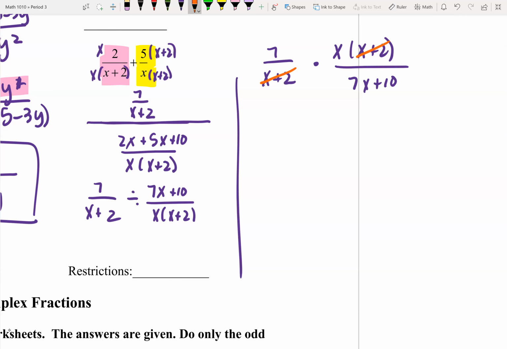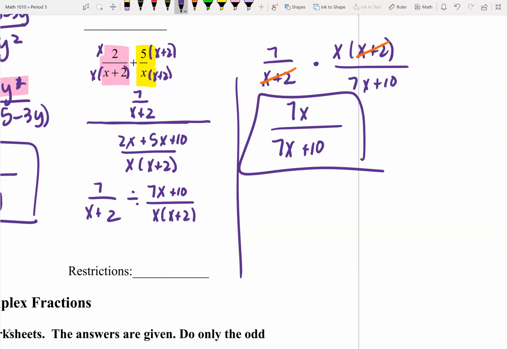I have a question, guys. Can this 7 on the top cancel with that 7 on the bottom? No. So on the top, you have 7 times x, which is 7x. On the bottom, 7x plus 10. I'm really surprised how many people I have that are still canceling wrong. Can I cancel the 7x and the 7x? Yes or no? No. Why not? It's rude. Who's it rude to? The 10. Good. Okay, let's list restrictions.